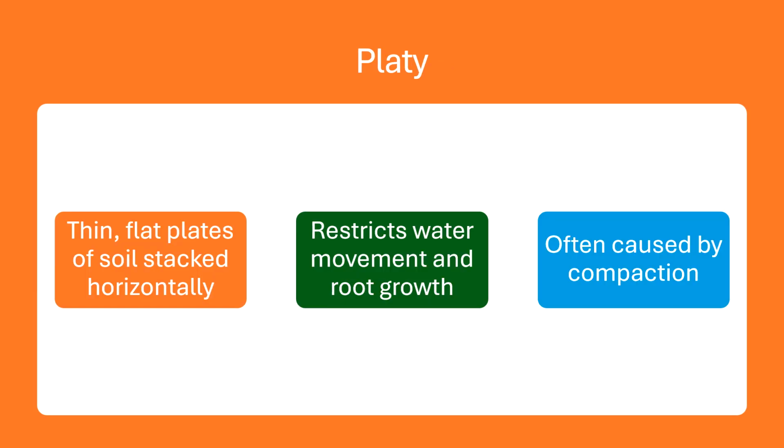Platy structures feature thin horizontal plates that impede vertical flow and root growth. It often forms from compaction, heavy traffic, or repeated freeze-thaw of saturated surfaces. Correcting it requires reducing traffic loads and restoring biological activity. Over time, organic additions and root growth can reopen vertical pathways.